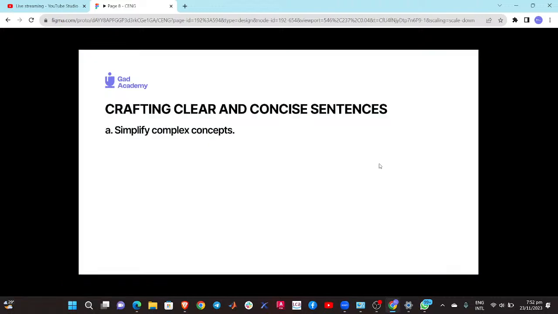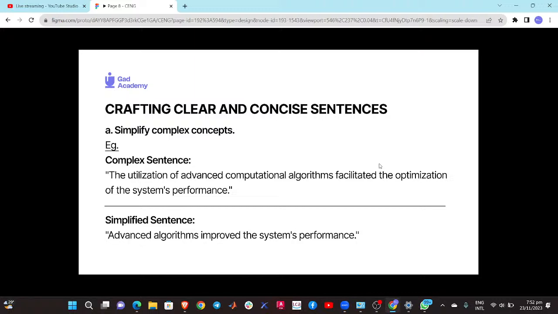Crafting clear and concise sentences. So we have here, simplify complex concepts, like the example I used: quantum computing algorithms for integer factorization. Saying this in a class like a Basic 6 or JHS class is really complicated for them to understand. So you just go with saying, let's explore some super fast computers that can solve complex math, something that will really keep them active.